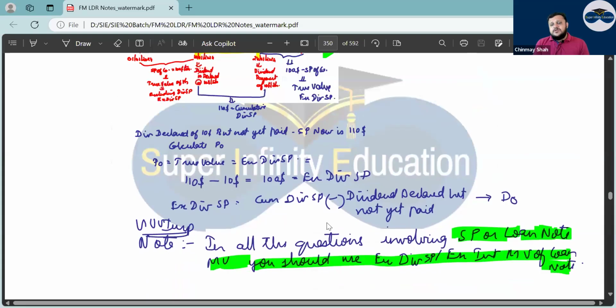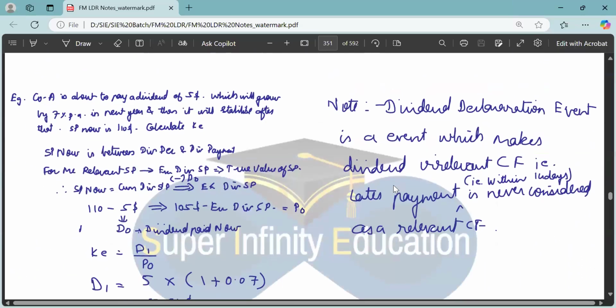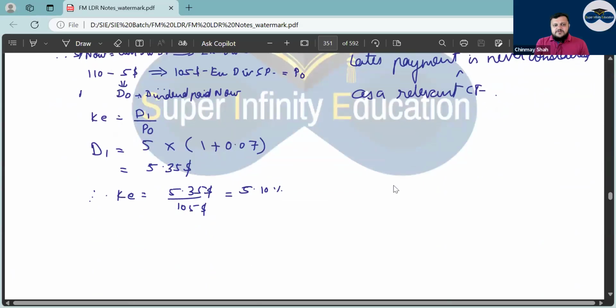In all the questions involving share pricing or loan note, market value should be what? Ex dividend share price or ex interest market value of loan note. Always remember. Because here you are doing it from the company's point of view. But when you're doing it from the investor's point of view, you take cum dividend share price. Because the investor will get the value at the real value at which it is available in the market. Correct? This is there, K is equal to D1 upon P0.